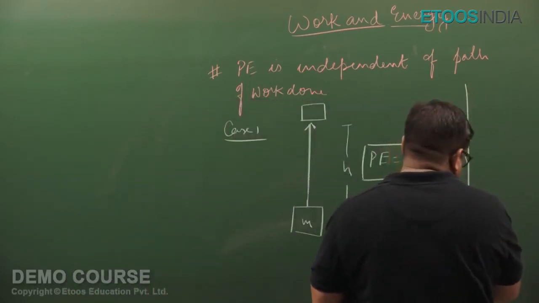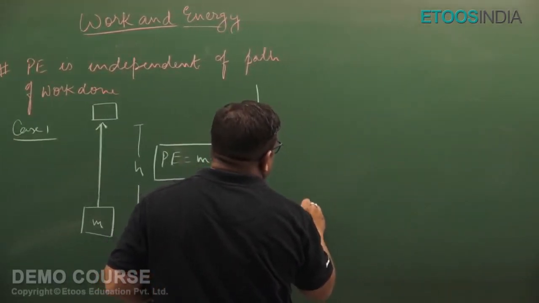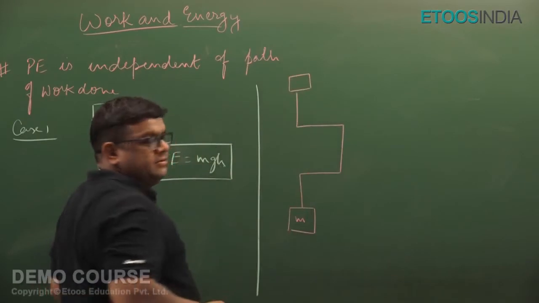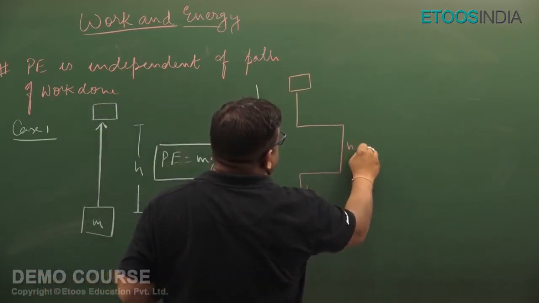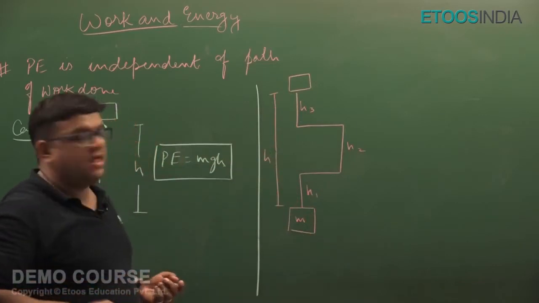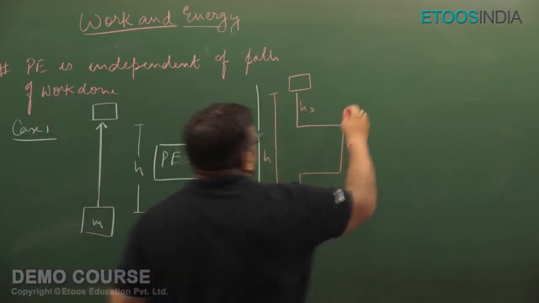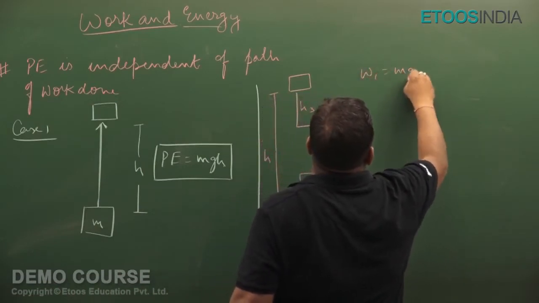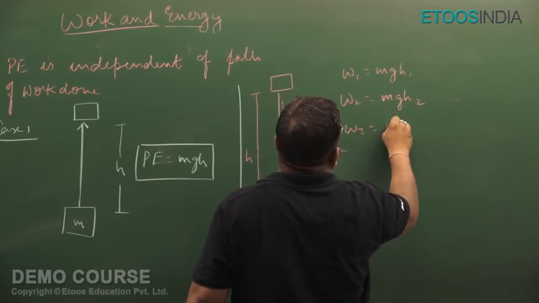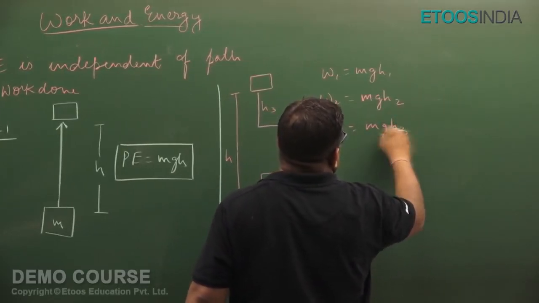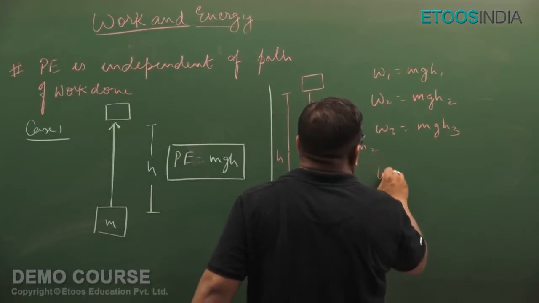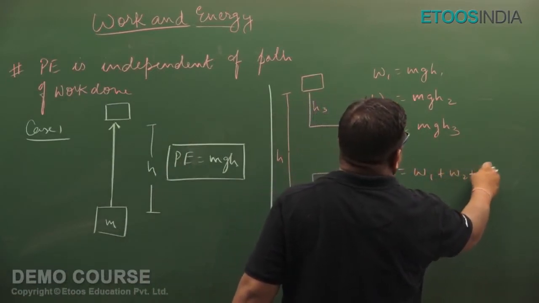Now, if I take this box via this path, is it clear? Now, this is h1, this is h2, this is h3, and this is total height h. Got it? Now, let's see the total work done: W1 is equal to mgh1, W2 is equal to mgh2, and W3 is equal to mgh3. Now what I need to prove is that the total work done is mgh. So here we can see that W is equal to W1 plus W2 plus W3.